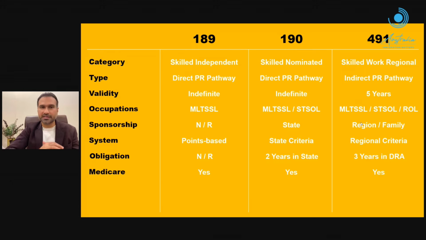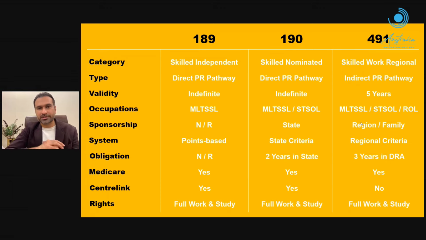Now let's talk about Medicare. Medicare is available to all the visa holders, that is 189, 190, and 491 visa holders. They have Medicare access, which is Australia's public healthcare system. When we talk about Centrelink, which is Australia's government support, it is available for child care subsidy, and in case you are unemployed or employed under a specific threshold, then you get financial support from Australia. This is available for 189 and 190 visa holders, whereas it is not available for 491 visa holders because it is a provisional visa, not a permanent residency visa.